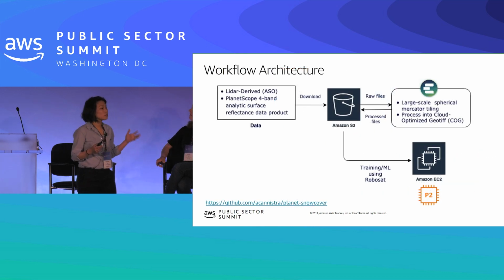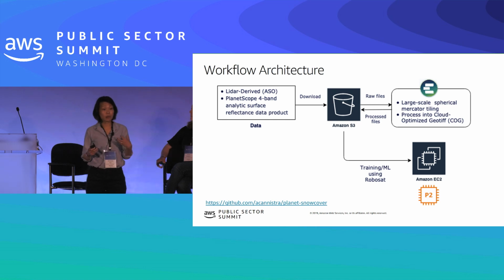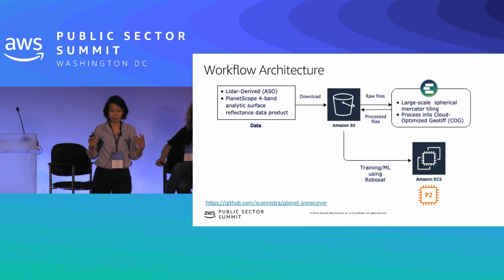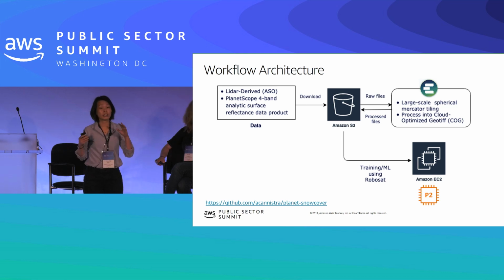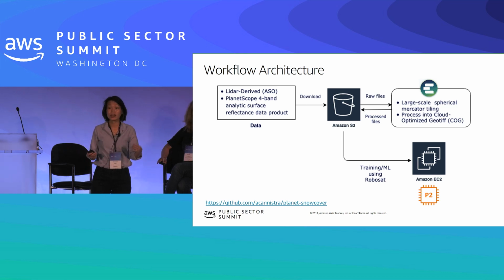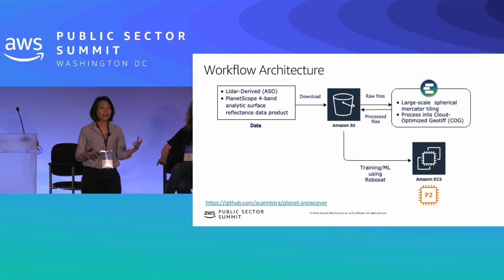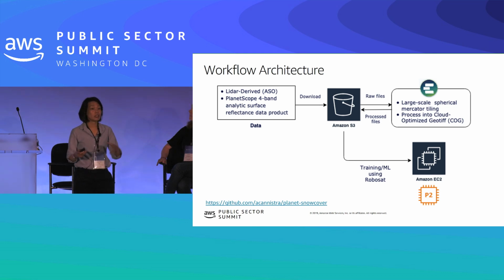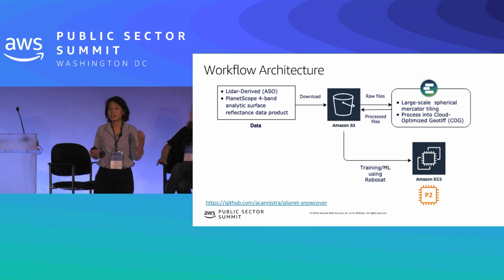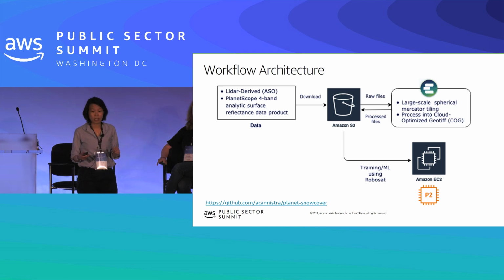So where we are using AWS for our work is for storage and compute. We first download both the ground truth data and the Planet imagery into an S3 bucket. Right now, the data is actually only about a terabyte, but we're anticipating that this data will actually grow. And I will touch more on this later in the presentation.